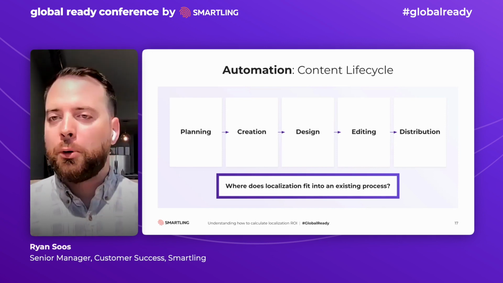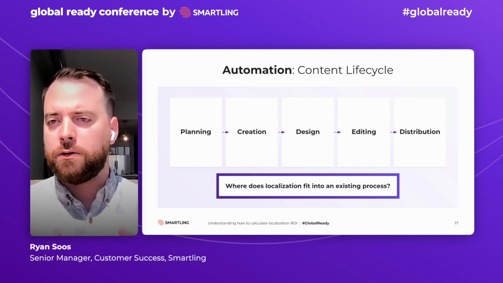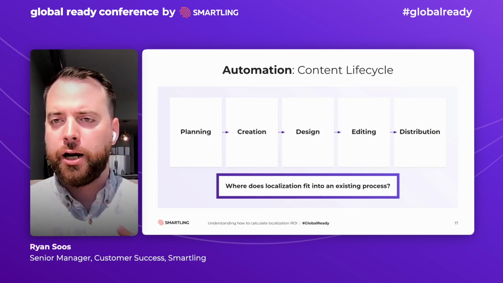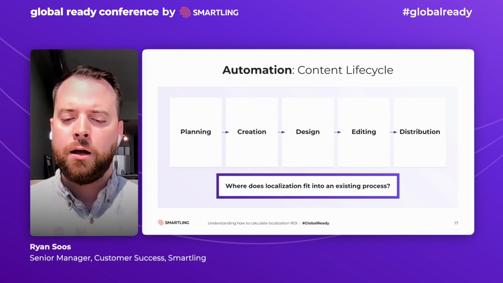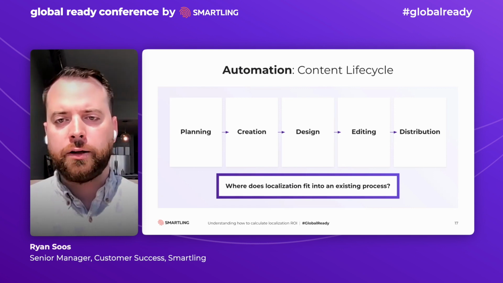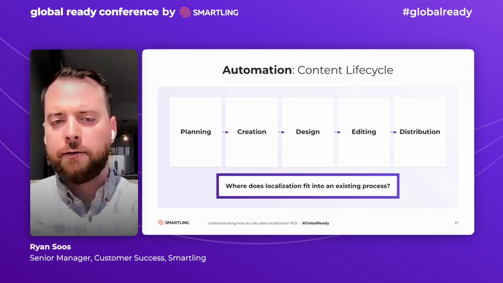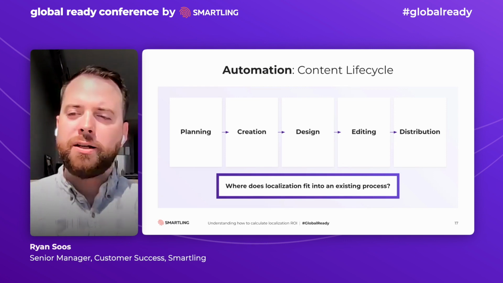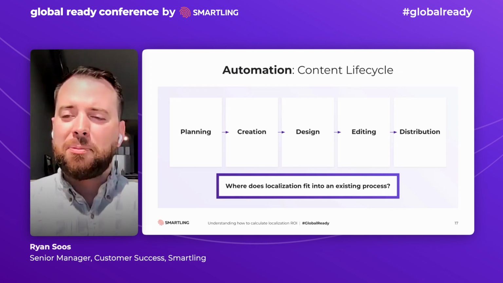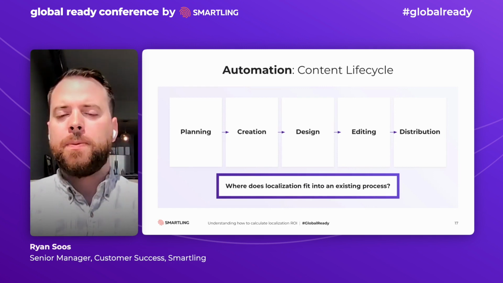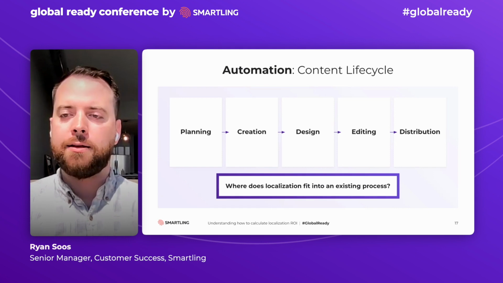So we come up with an idea. We have the idea creation, and then we go into our actual creation of the assets. Our incredible copywriters, UX designers, anybody else touching the content, our editors give it a final pass, and then the content goes live. So where does localization fit into this existing process? If something's a well-oiled machine, how can we fit localization into that process without causing a disruption?